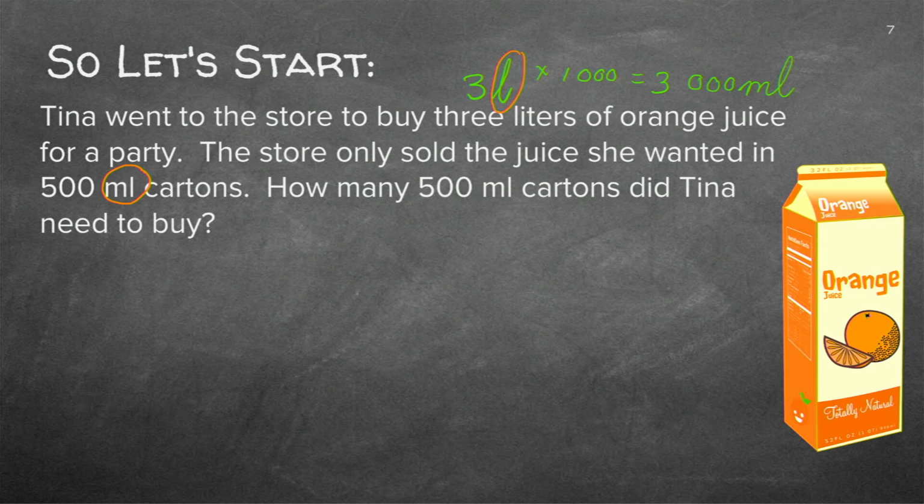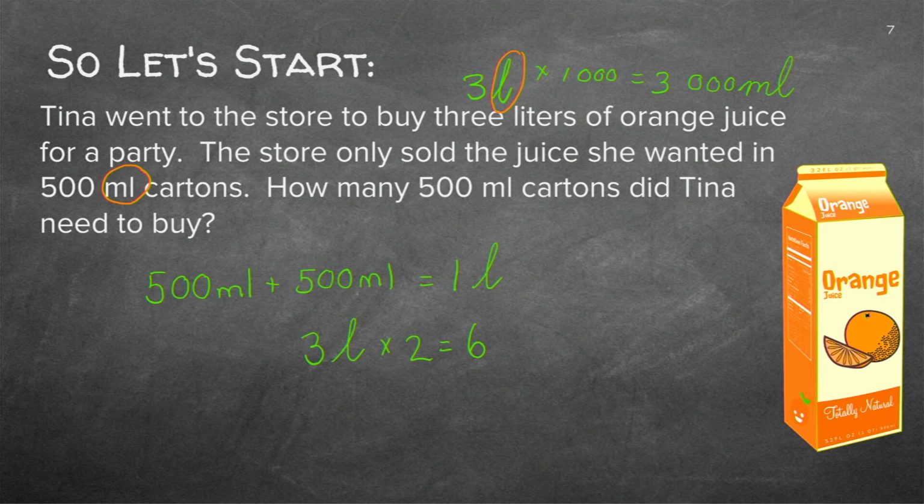So she needs 3,000 milliliters. Okay, but did you know that 500 milliliters, obviously you knew, plus 500 milliliters equals 1 liter. Okay, I need 3 liters. So if I need 3 liters and I've got only 500 milliliter cartons, I will say 3 liters times 2 equals 6. So I will need 6.